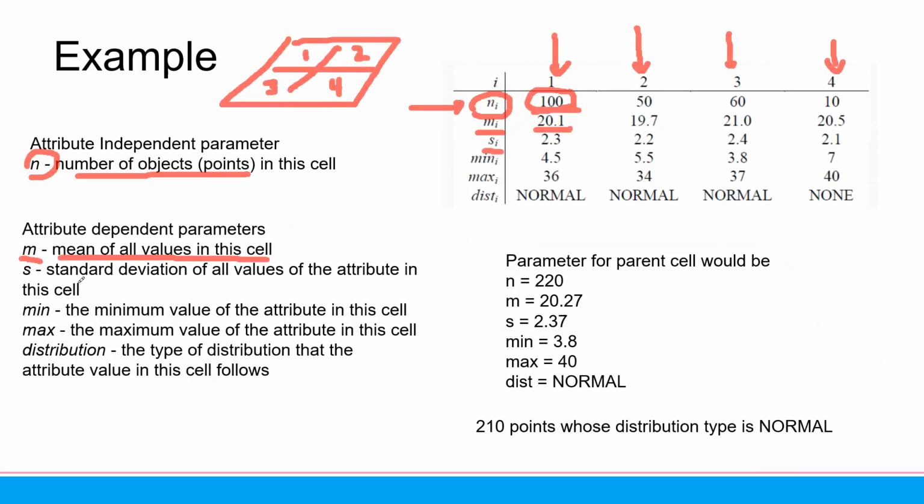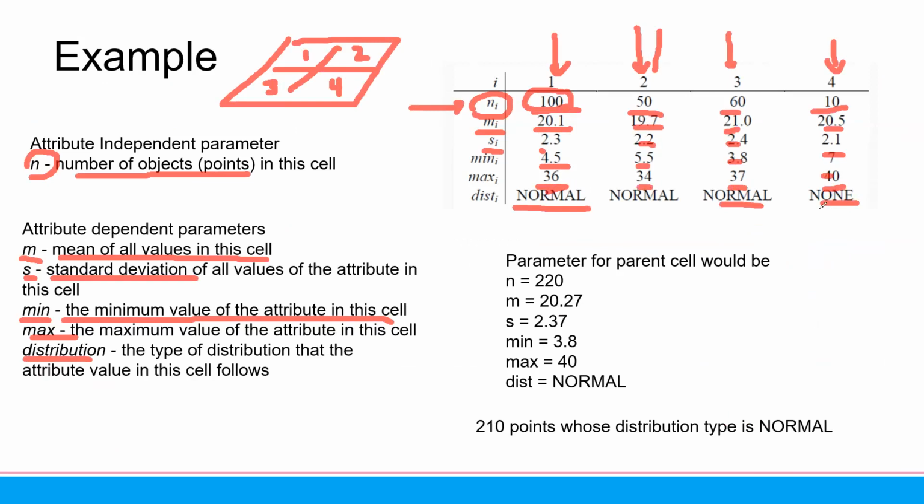And then S is the standard deviation. And then we have minimum, which is the minimum value of this attribute in the cell. So among 100 data, the minimum is 4.5, and the maximum is 36. And we can see the distribution, which is normal distribution. This is the data in cell number 1. What is cell number 2? This is the data. What is cell number 3? This is the data. What is cell number 4? This is the data.